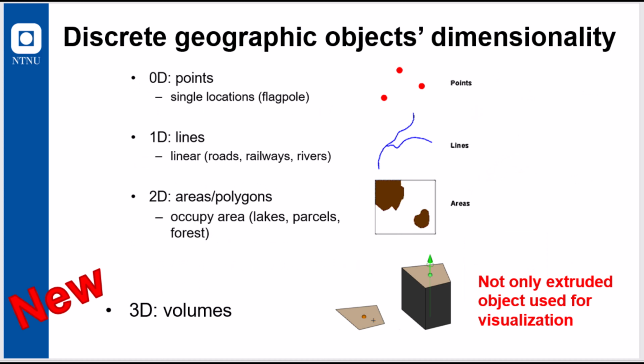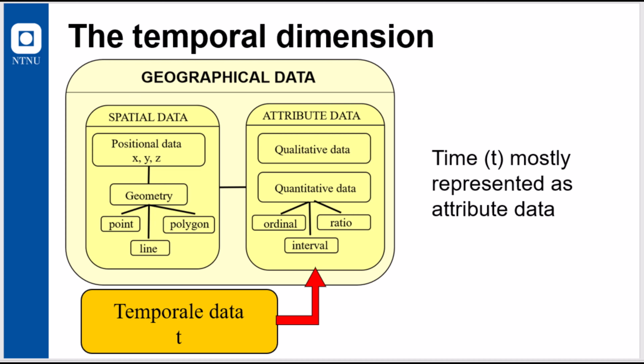Very recently we also have a 3rd dimension, the volume. So it has been for a long time able to extrude objects used only for visualization, but some GIS now have true 3-dimensional objects, enabling us also to do 3-dimensional analytical tools, making, for instance, intersections between volume objects. The temporal dimension, however, is still not, according to my knowledge, good.